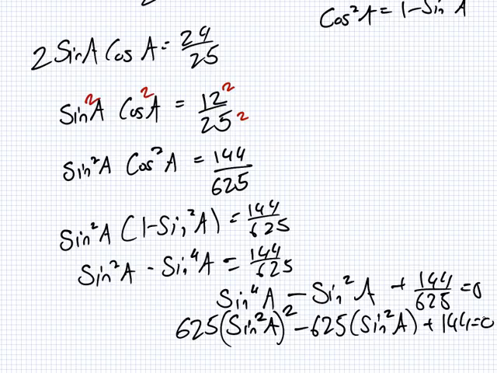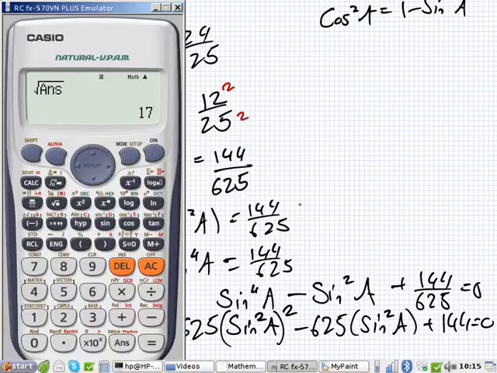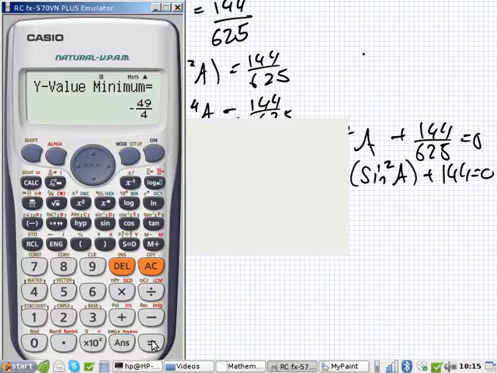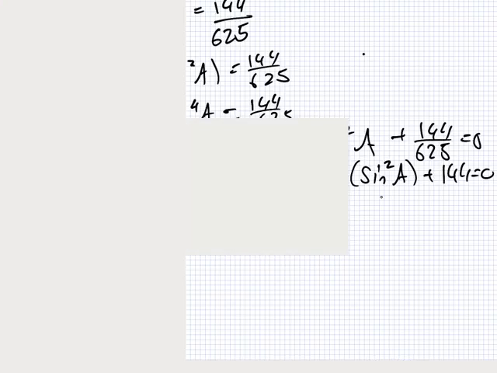What type of equation is this? It's a quadratic, except it's not x, but what's the variable? Sine squared. Sine squared, yeah. So if I solve this now, and hopefully it will give me a nice answer, it factorises as (16 over 25) and 9 over 25. Now, just be careful. We're saying sine squared A equals 9 over 25, or 16 over 25.